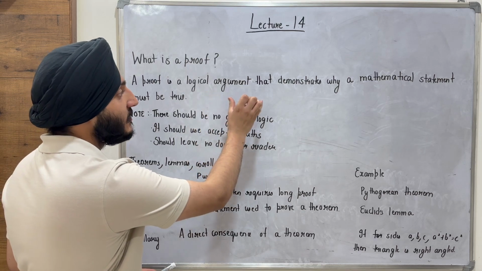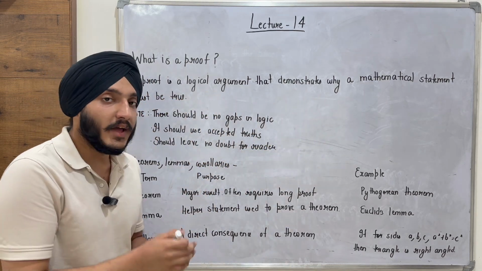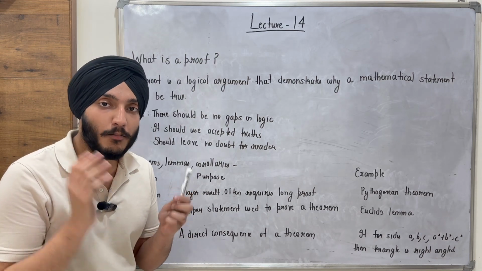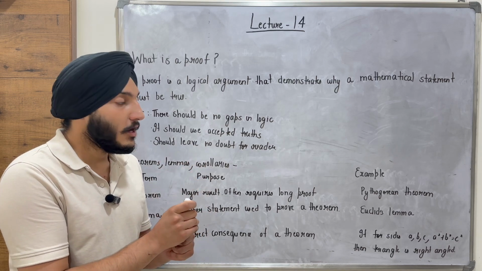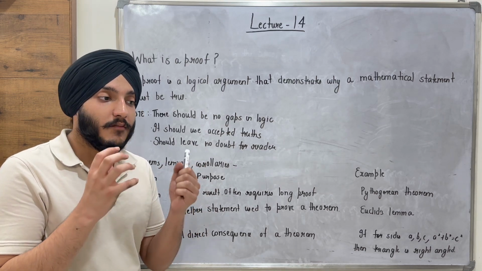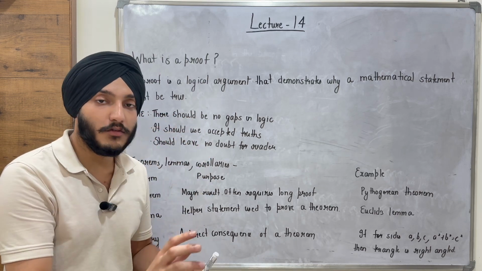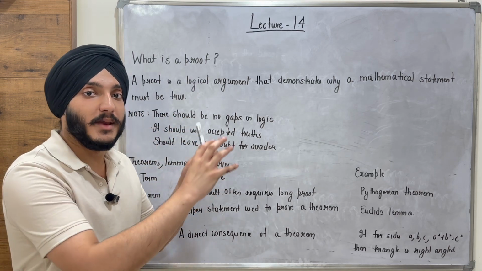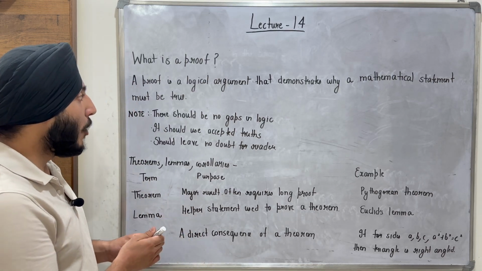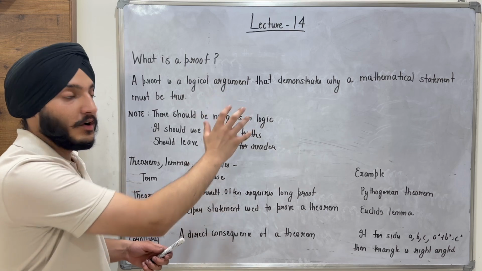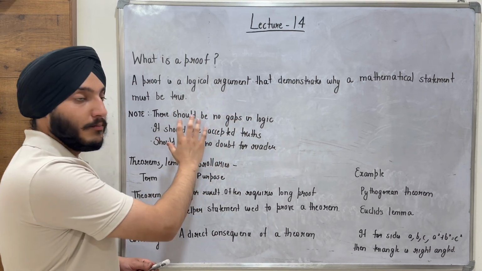A proof is a logical statement that demonstrates why a mathematical statement must be true. So it is very important to understand how proof works. It is basically a logical argument. The basic idea is, when I'm trying to prove something, I need to make sure that it is logical. I follow the flow and I make sure that I explain everything throughout my proof. I hope you understand the basic definition of what is a proof. Now, there are a few things to note in a proof.